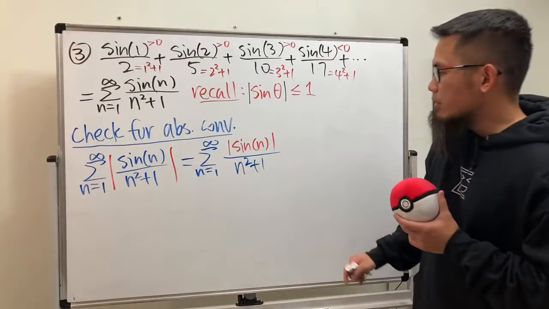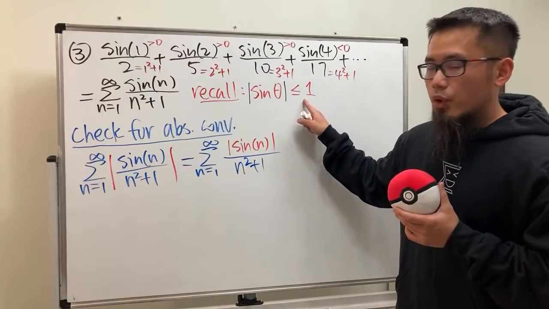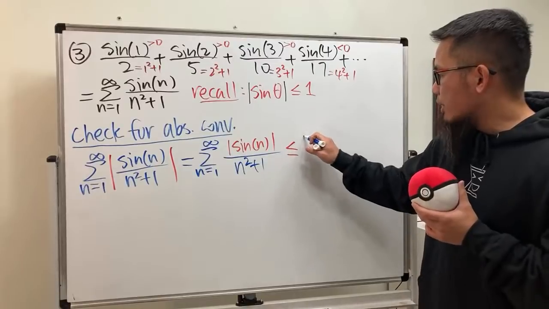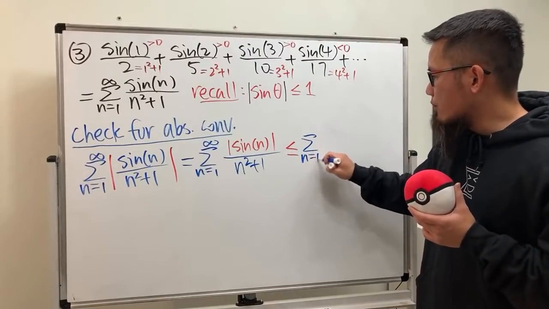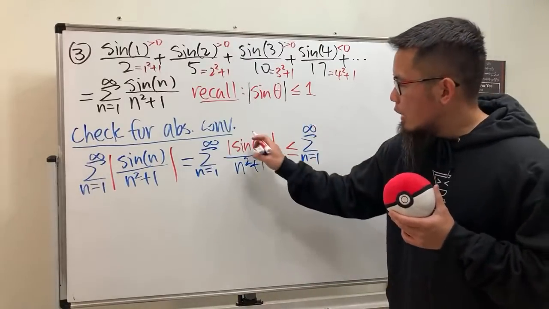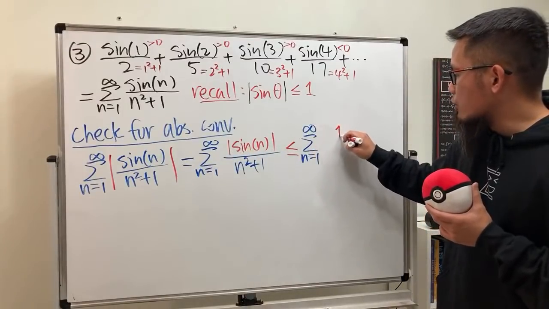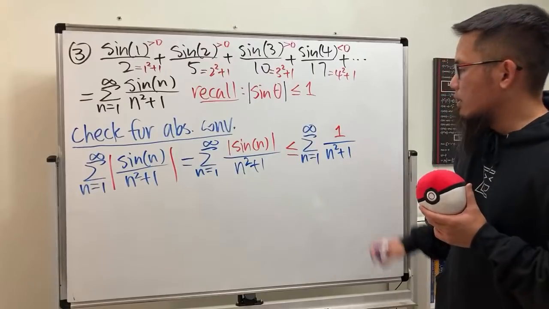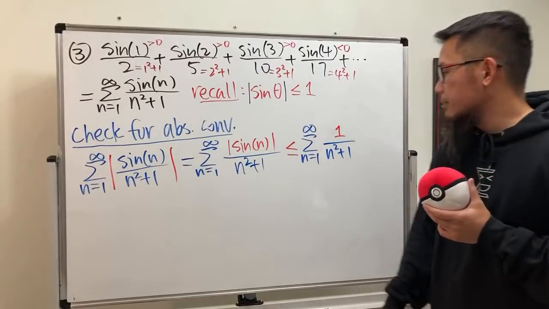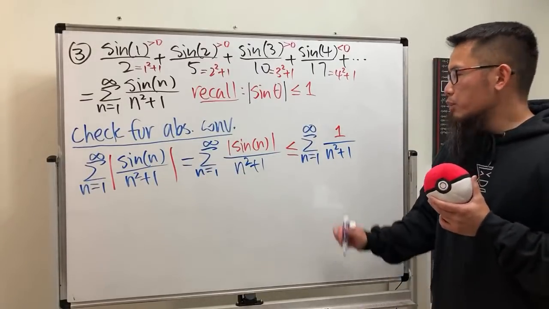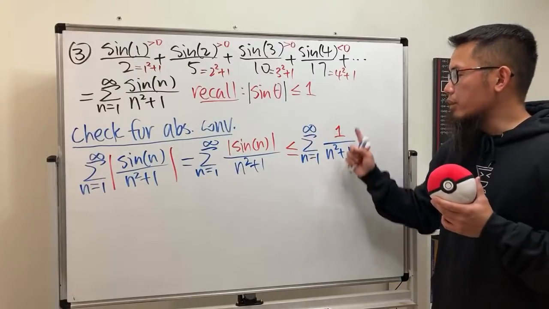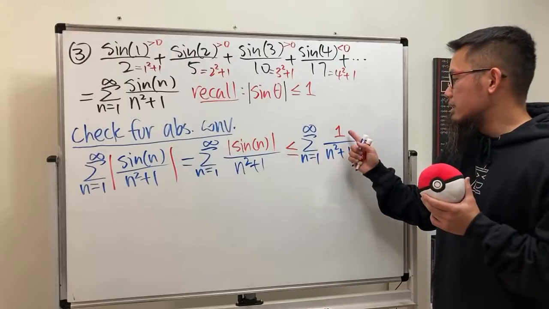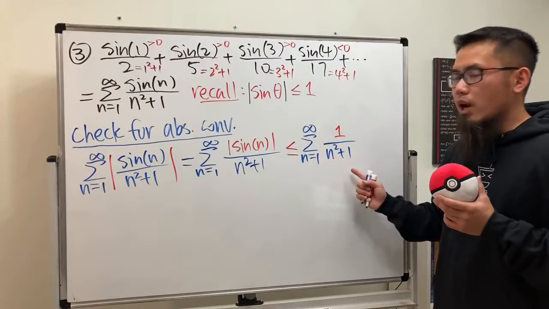And now check this out. Thanks to this, we can go ahead and use an inequality and say this right here is less than or equal to the series as n goes from 1 to infinity, and we'll replace the whole absolute value of sine n with just 1. And then this is over n squared plus 1. So that's really good. And now you just have to observe and test out if this series converges or not. But this is not so bad because this is just 1 over n squared plus 1.